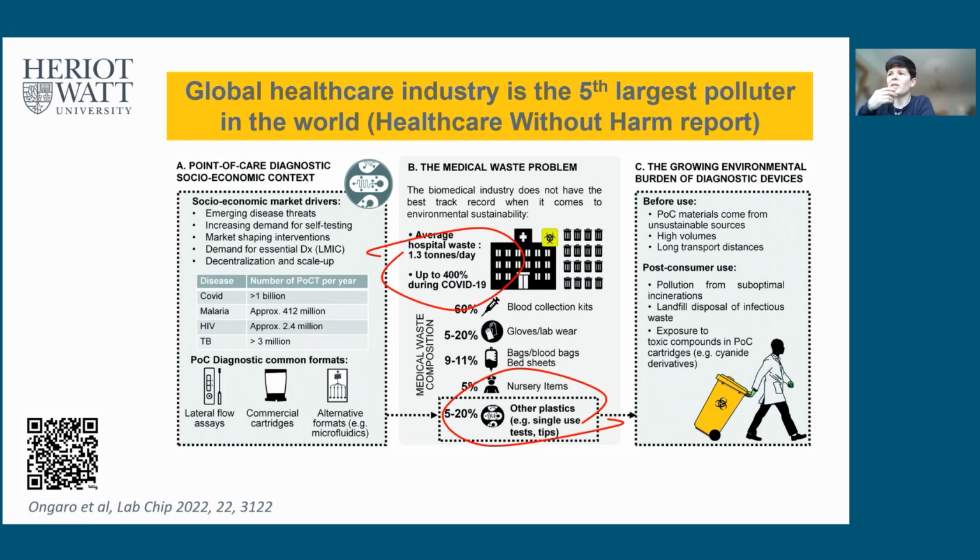So I've been to my pharmacy recently, and on the counter, I saw about 10 tests on everything from prostate cancer, menopause, celiac disease, and others. And that illustrates how mainstream these tests have become. And the environmental problems associated with the use of these devices are linked to the use of virgin petrochemical plastics, the great transport distance associated with the manufacturing, pollution from suboptimal incineration when these are incinerated, but also exposure to toxic compounds from the reagents found in these devices.